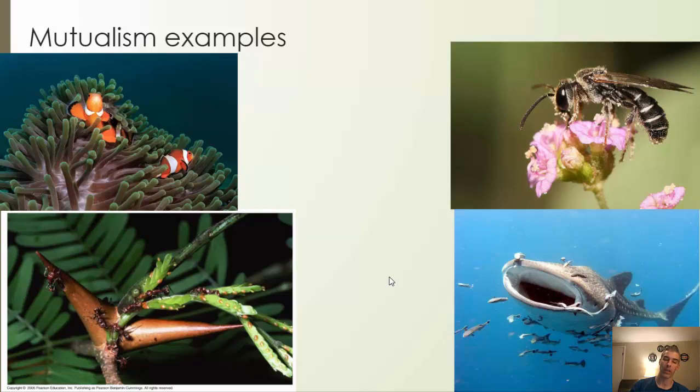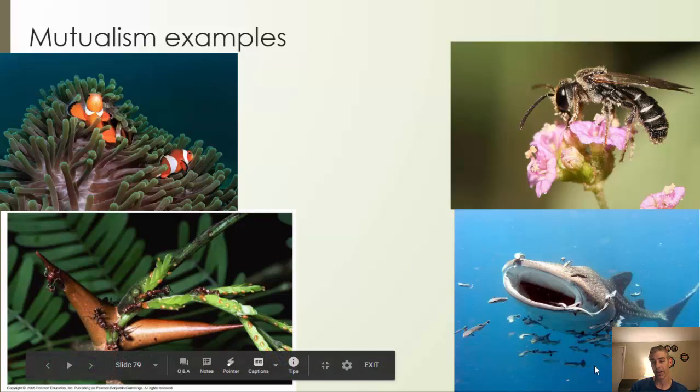So the plant benefits because it doesn't get predated, or a herbivore doesn't eat it, and then the ants get a benefit because they get food and shelter. You can see cleaner fish here.